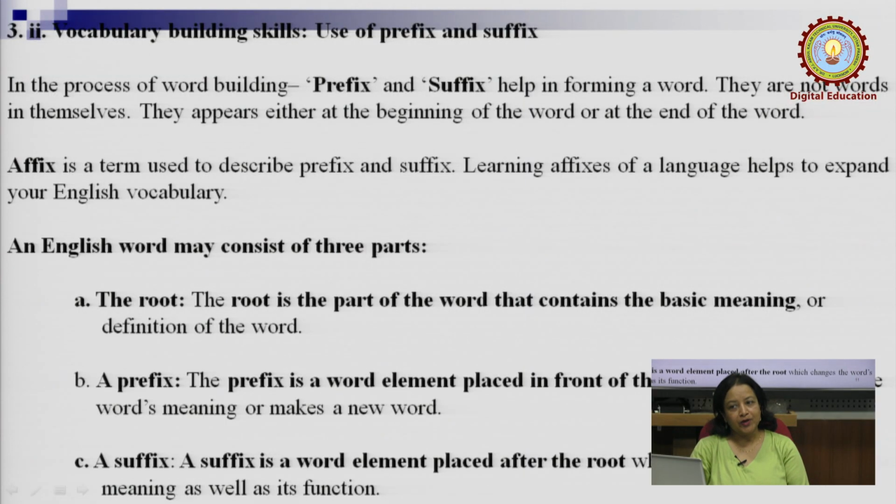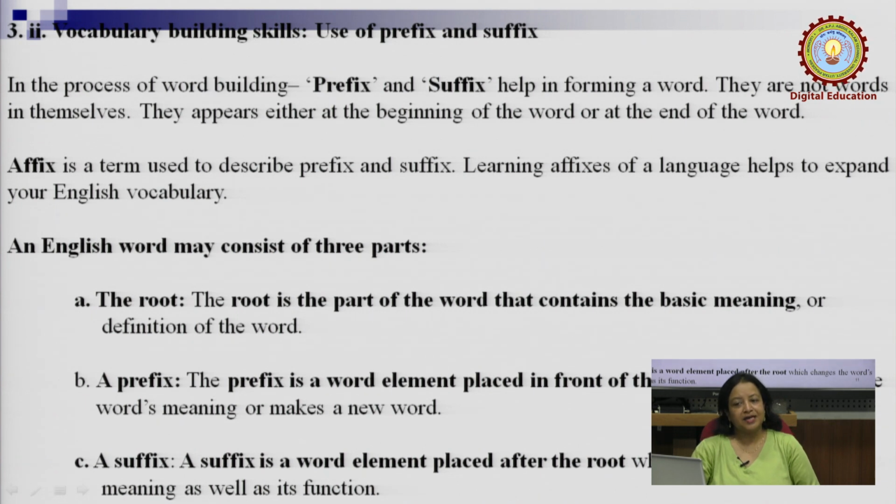In vocabulary building skills, one very important aspect is the prefix and suffix. In the process of word building, prefixes and suffixes help in forming a word. They are not words in themselves; they appear either at the beginning or at the end of a word. So, affix is a term used to describe both prefix and suffix. Learning affixes of a language helps to expand your English vocabulary, or for that matter any language.